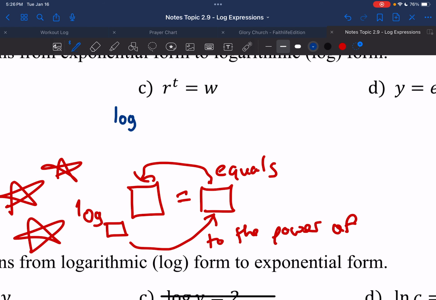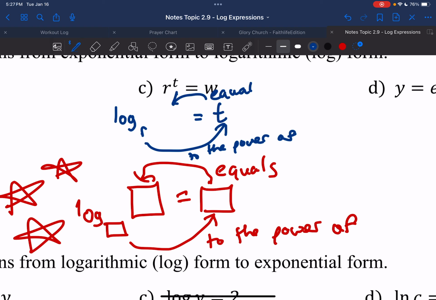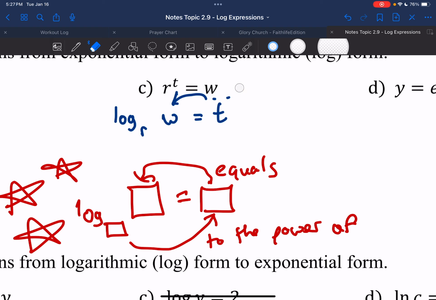So log base R to the power of T equals W. And notes, so the way to write this is not with all the arrows and stuff. Like, that's not the notation. This is exactly what the answer would look like. But this part that I add helps me remember where to put what.